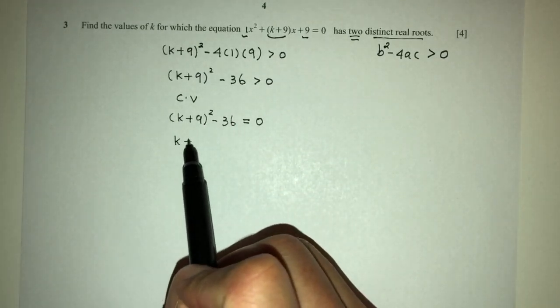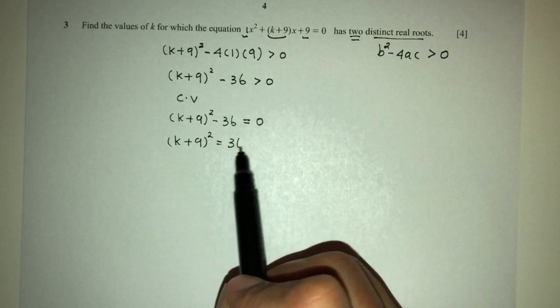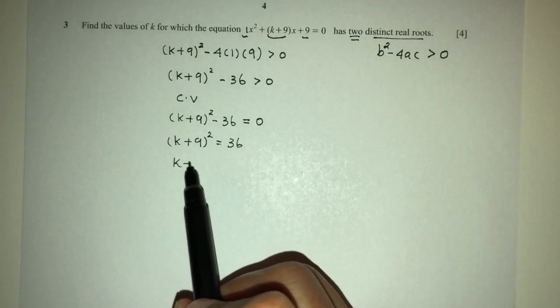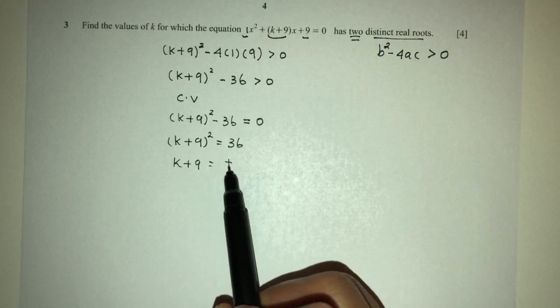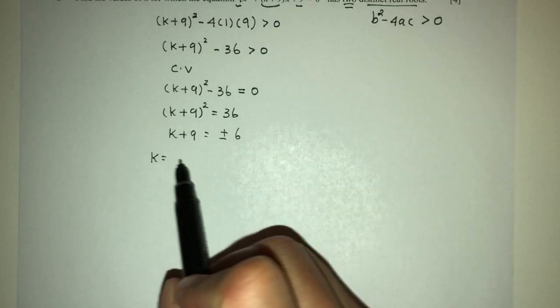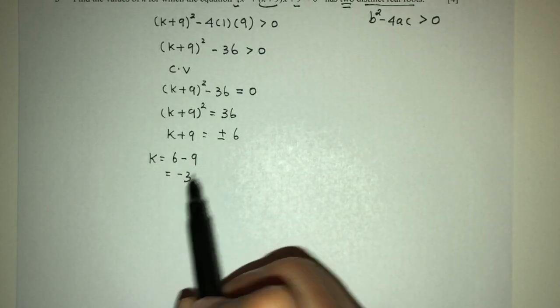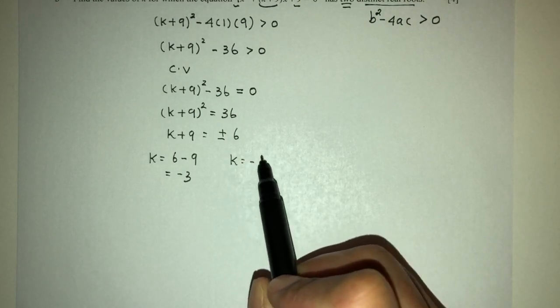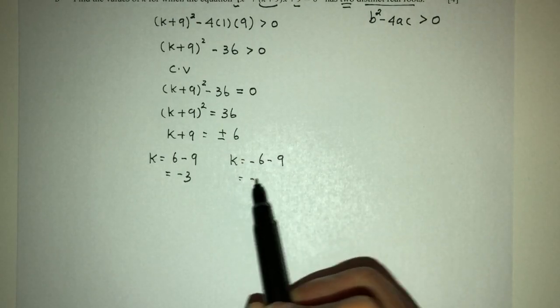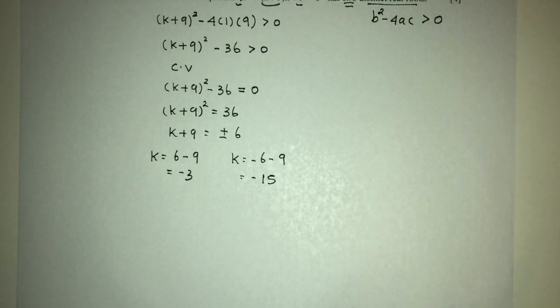So (k + 9)² will be 36. So k + 9 will be plus or minus 6. Now k can be 6 minus 9, which is minus 3, or k can be minus 6 minus 9, which is minus 15. So these will be the critical values, which is not your answer.